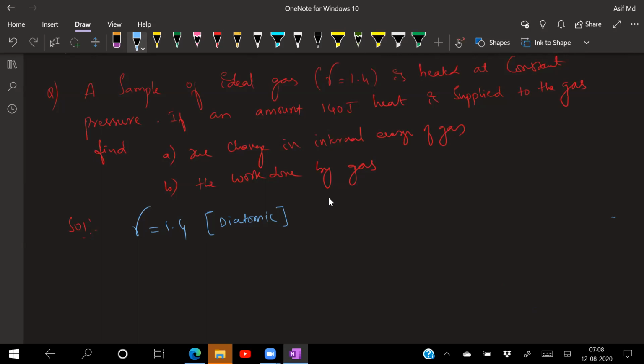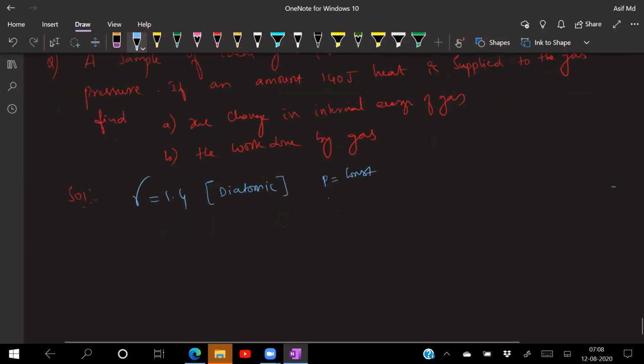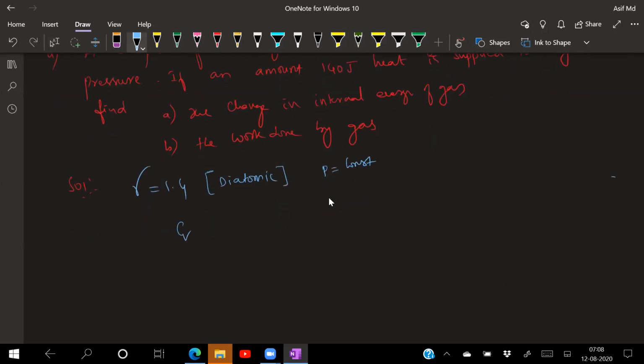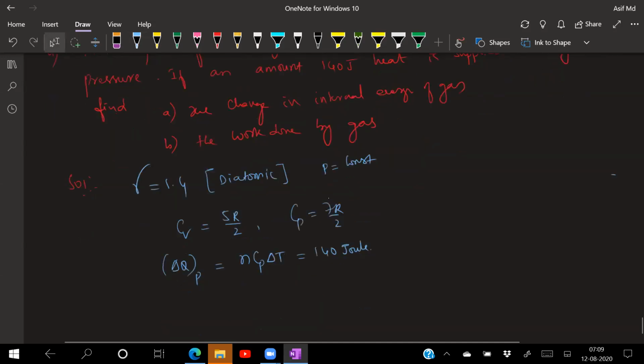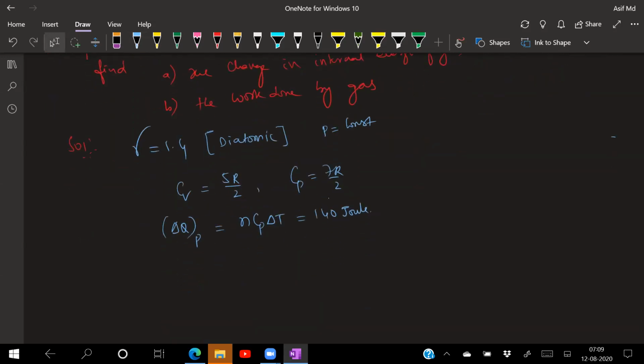What is remaining constant in this one, beta? It is heated at constant pressure. Pressure is equal to constant. Now tell me, what are the CP and CV values for this? CV is equal to 5R/2. CP is equal to 7R/2. So delta Q at constant pressure, QP, is equal to n CP delta T. That is given in the problem as 140 joules. An amount of 140 joule heat is nothing but delta Q at constant pressure.